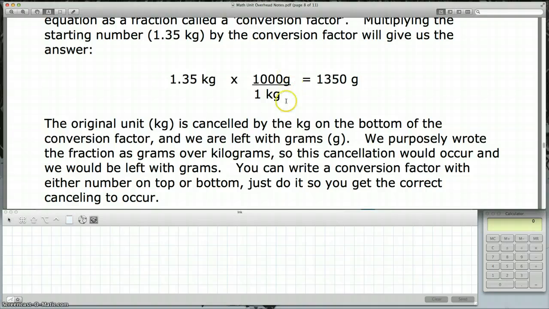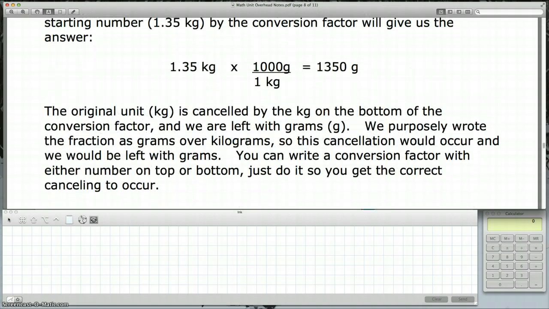And you can flip these. It could be grams on the bottom and kilograms on top if we were going the other way. If I was going from grams back to kilograms, this conversion factor will be flipped. The way you figure out which number's on top and which is on bottom is by what you want to cancel. In this case, we want to get rid of kilograms, so kilograms is on the bottom, so that they cancel out.